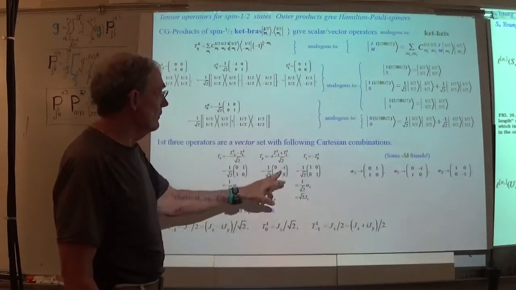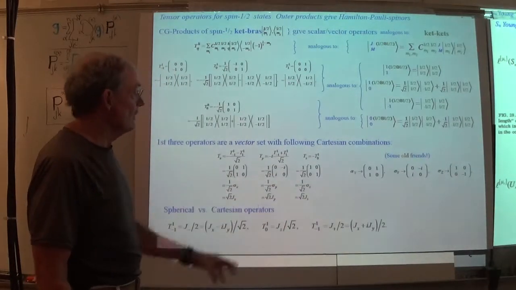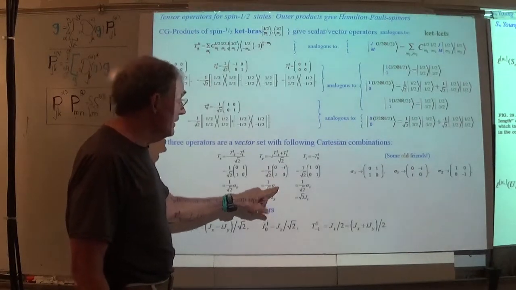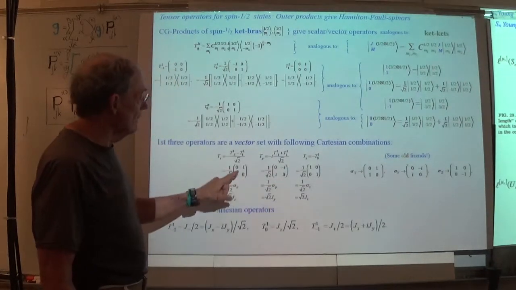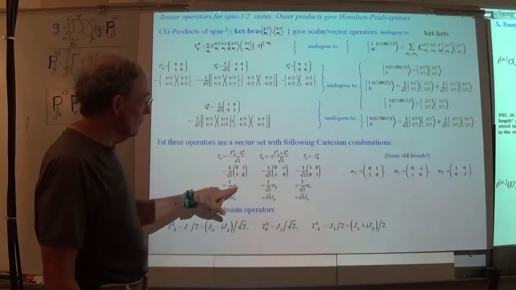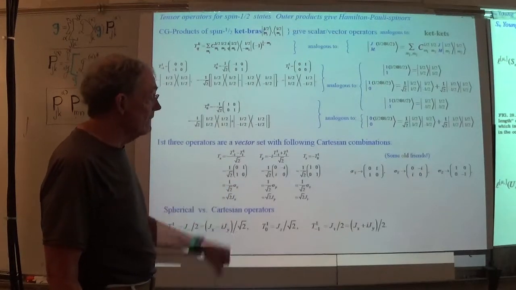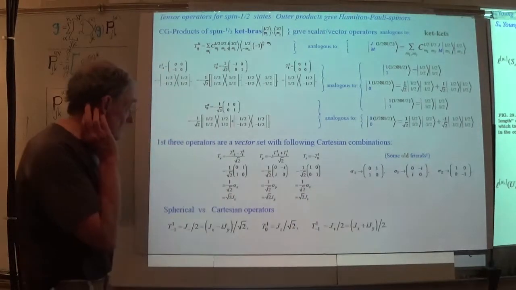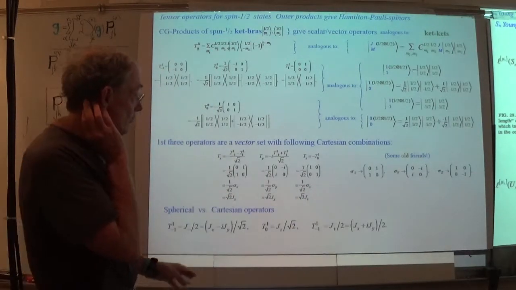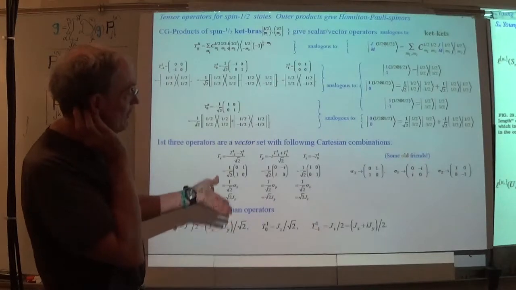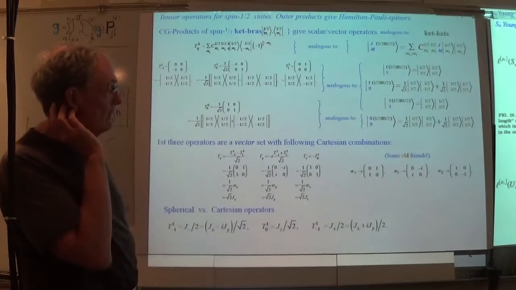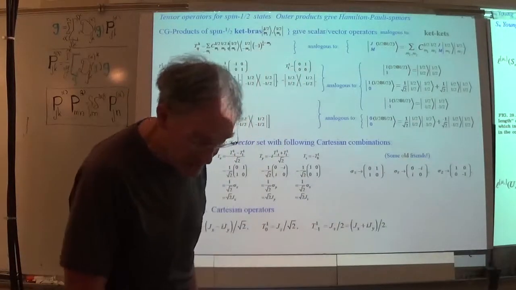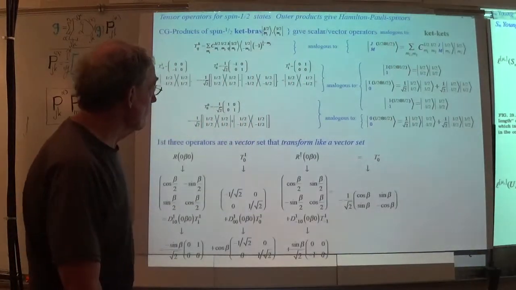Sigma Z, sigma Y, that was our crazy guy, sigma C, and then this was our bilaterally symmetric sigma B, and that was the one we started with, sigma A is diagonal. So these are the spherical versus Cartesian operators here, as I say, some old friends in this course.